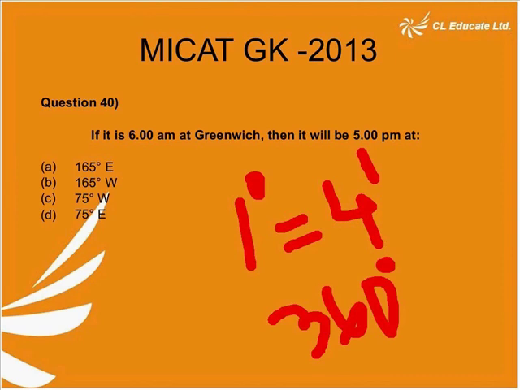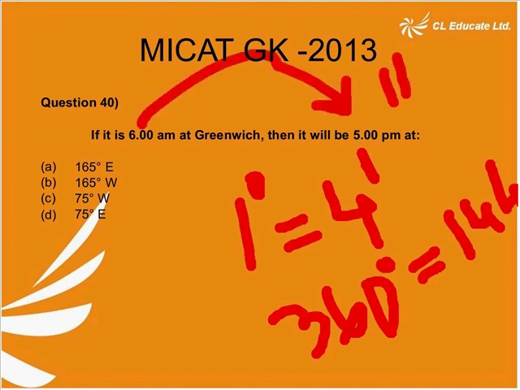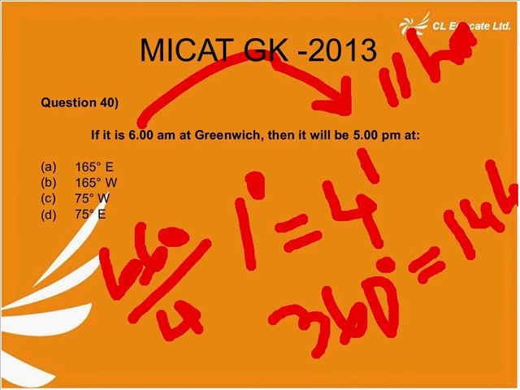So from 6 a.m. to 5 p.m., how much is the difference? 11 hours. So 11 hours is 660 minutes divided by 4. That gives us 165 degrees. Now is it 165 degrees east or west? That is the point. Now if the time is ahead, it is east. Yes, absolutely correct. It's east.